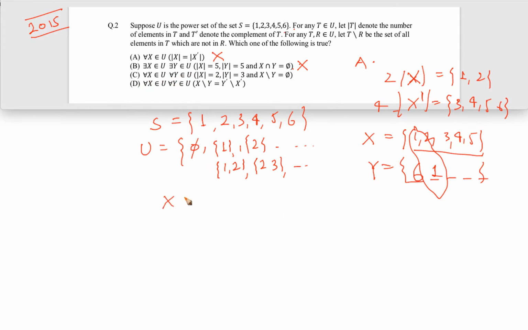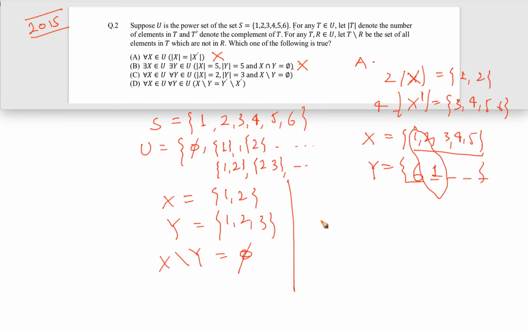So if x is something like {1, 2} and y is something like {1, 2, 3}, in that case x minus y is what? It is the empty set, right? All the elements of x which are not in y, definitely it has none. So definitely it will be the empty set.